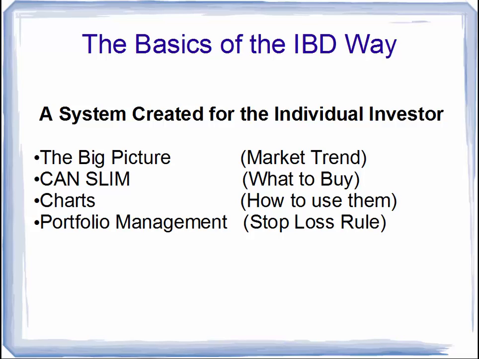So the first thing that you want to look at in the Investor Business Daily system is the big picture. That gives you your market trend, whether you should be in the market or out of the market. Second thing we're going to cover is CAN SLIM, what that is. Each letter stands for something. This is how you choose what you're going to buy.